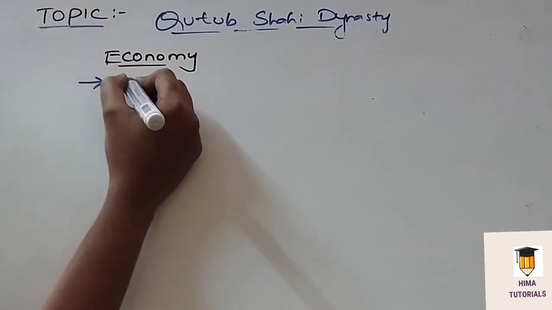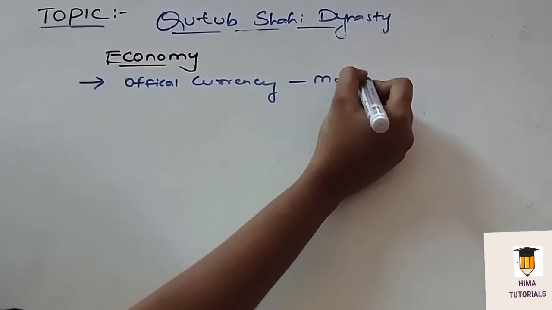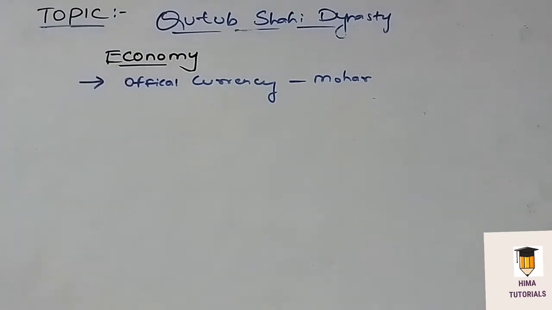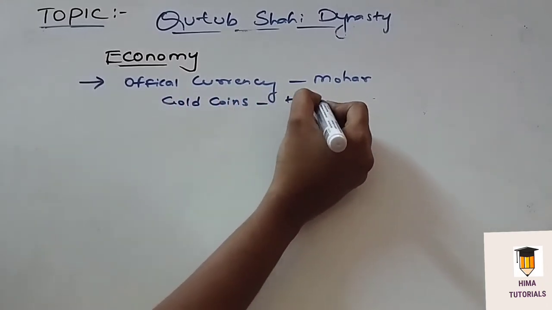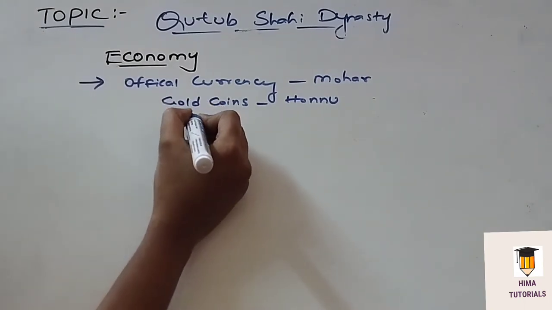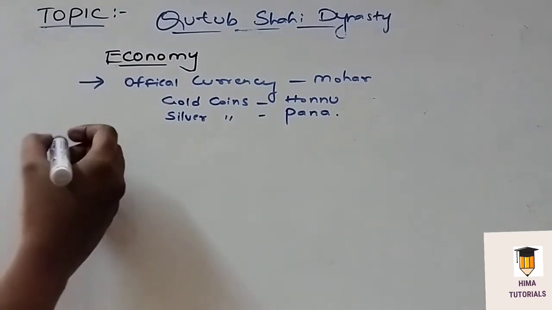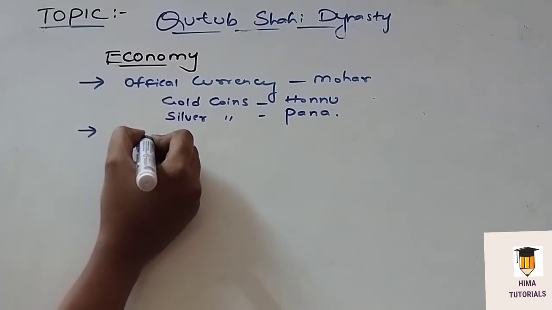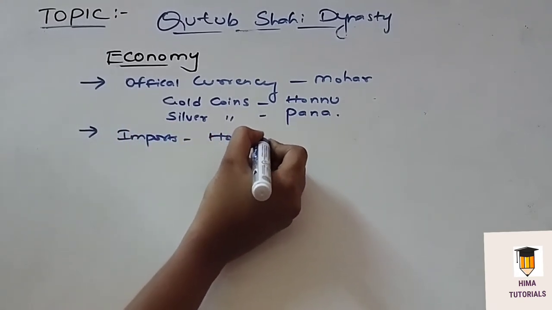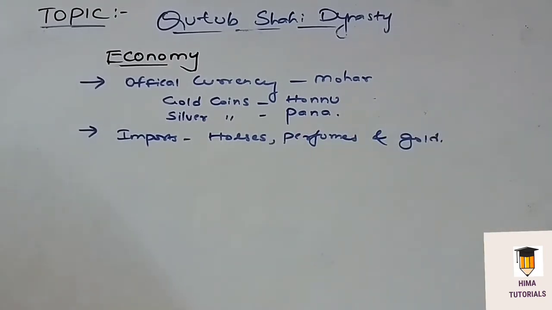Coming to the next point, the official currency was mohur, and during this period the gold coins were referred to as honnu, whereas the silver coins were referred to as pana. Now we will see some of the imports and exports during this period. Coming to imports: horses, perfumes and gold are the imports during this period.